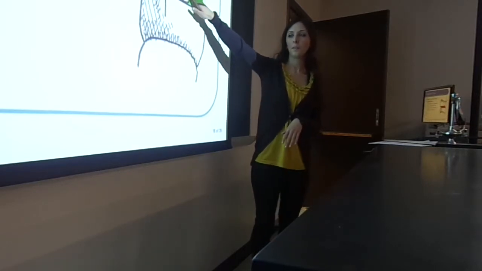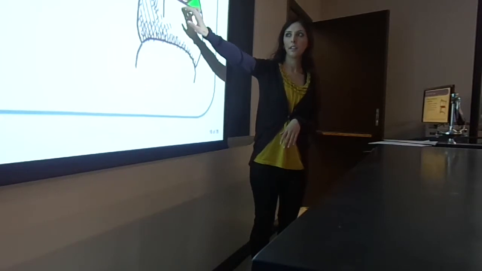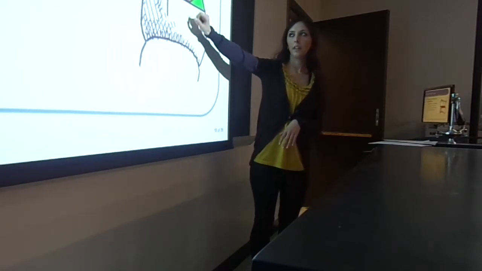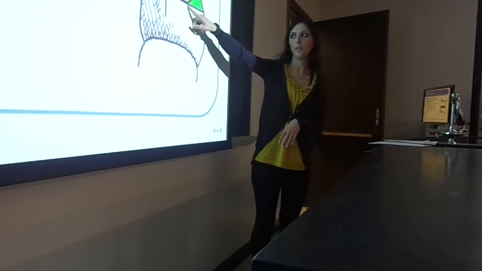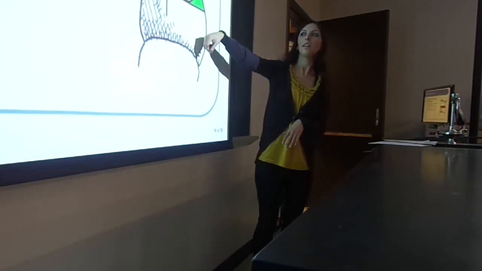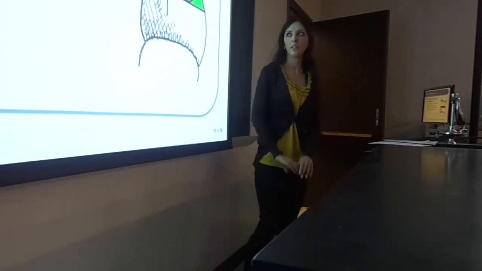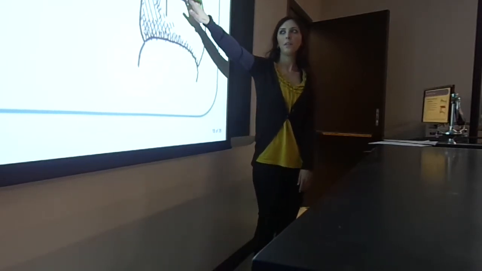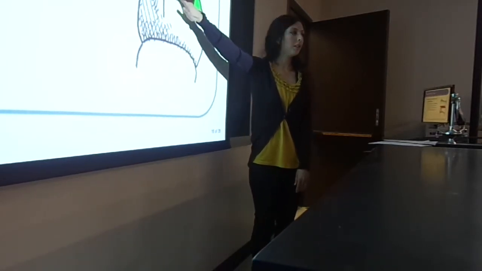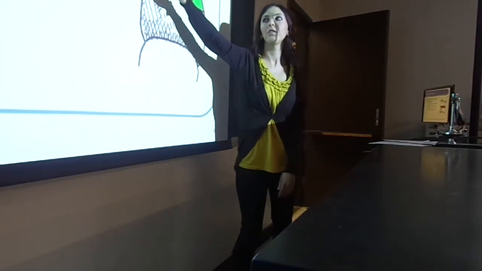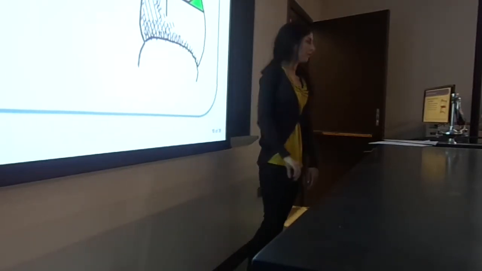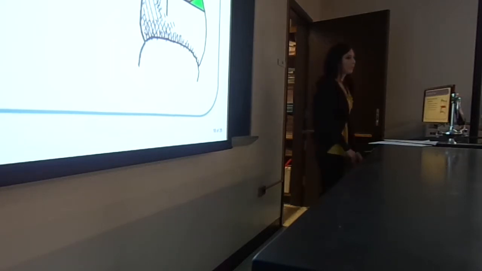So this cusp goes into this fossa. The lingual cusp of the maxillary tooth goes into this fossa, and then the buccal cusp of the mandibular goes into this fossa. So the red is functional and supporting, and the green is non-functional, non-supporting. Any questions so far?